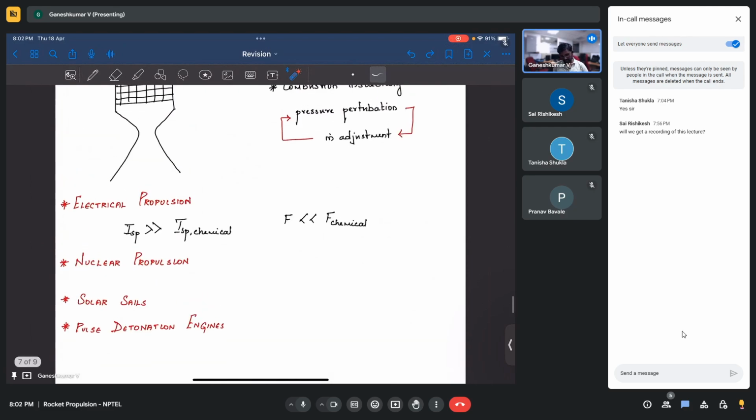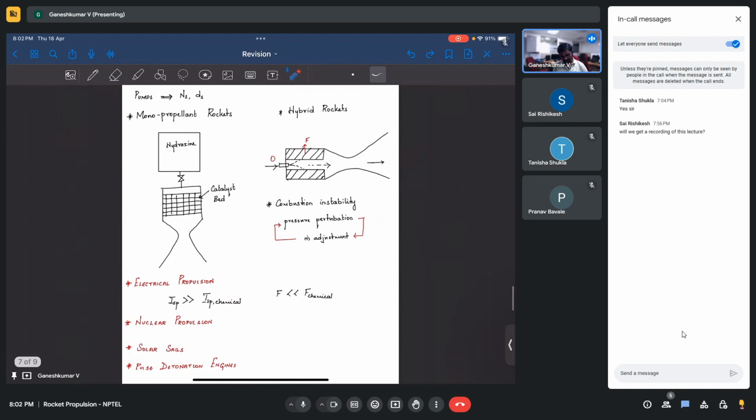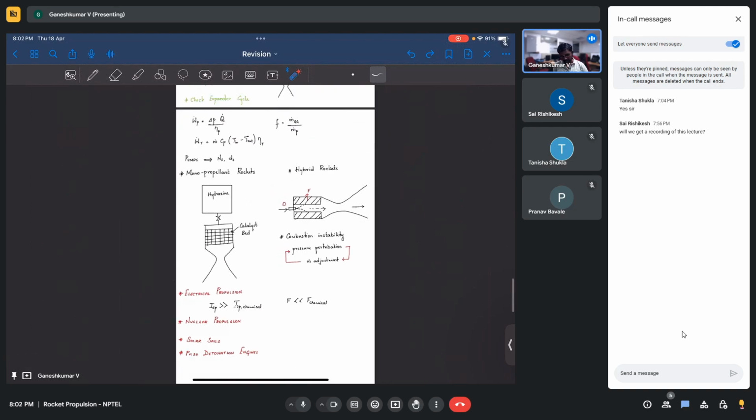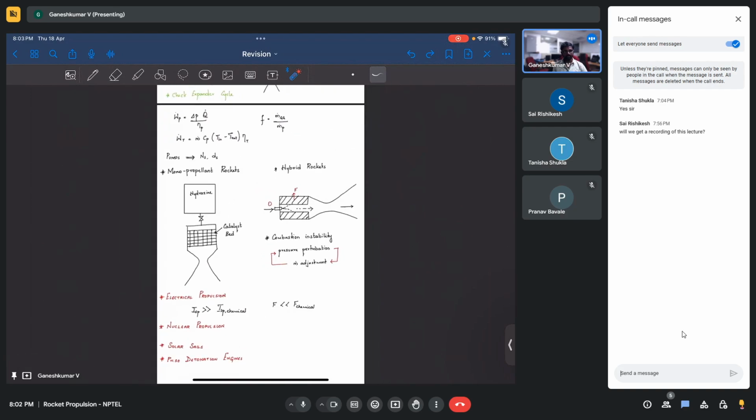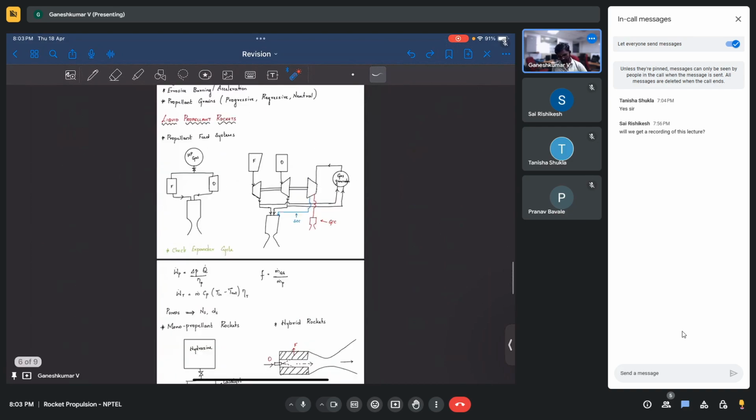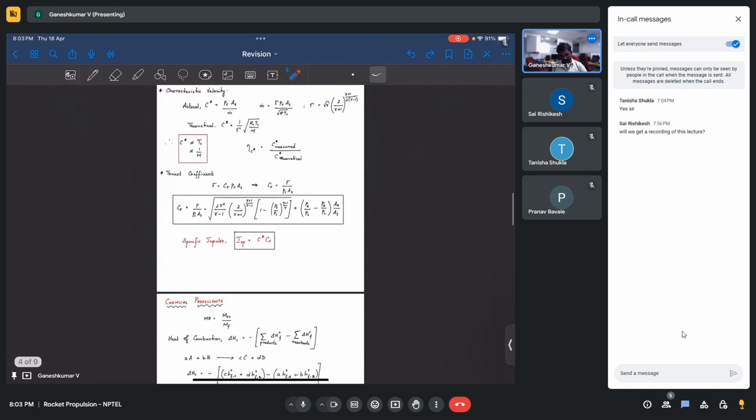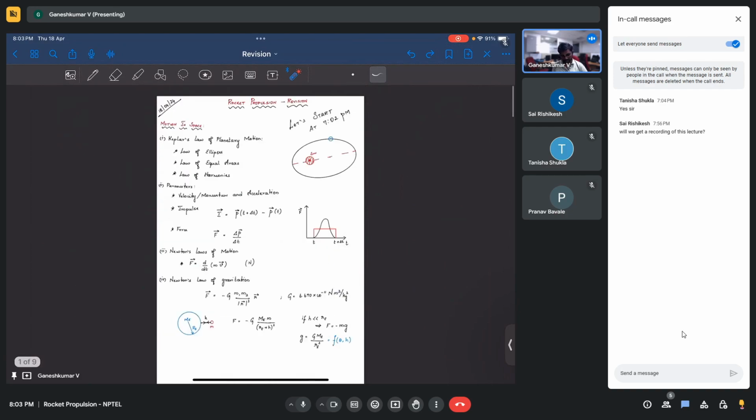Okay, so this is what basically we covered in this course. We started from what is our aim, and then we tried to build the rocket component-wise, from nozzle, combustion chamber, and then the rocket as a whole system, solid propellant and liquid propellant, and then a few advanced propulsion concepts also we studied. Any questions you guys have? If you have any questions you can ask.